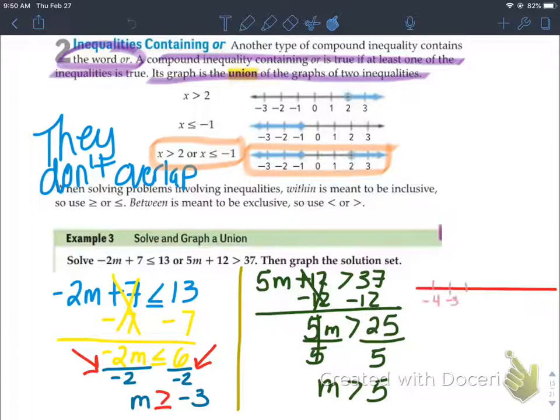So first I graph all of my points here, and I'm going to plot just m is greater than or equal to -3 first. So I draw a blue circle, then I fill in my circle and draw my arrow to the right. As well, then I go to 5, it's an open circle, and it's going to the right as well.